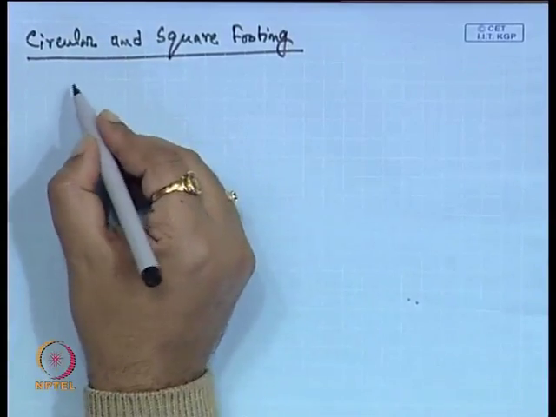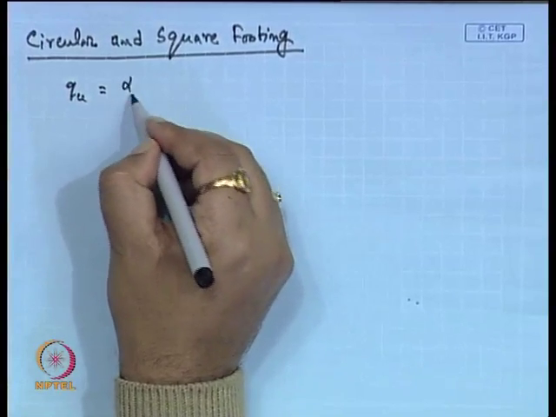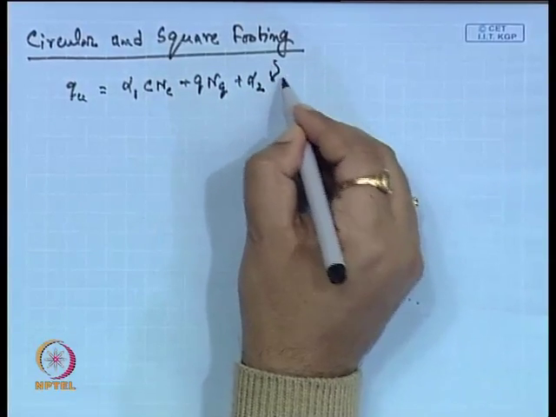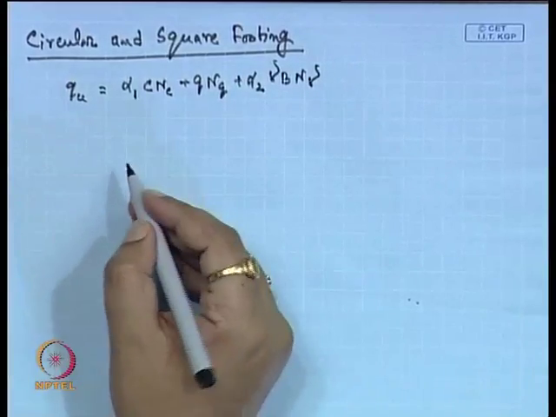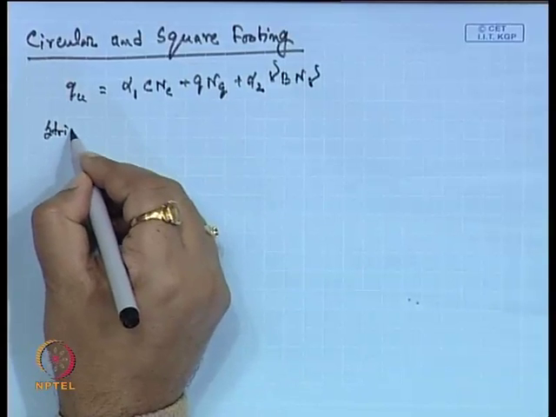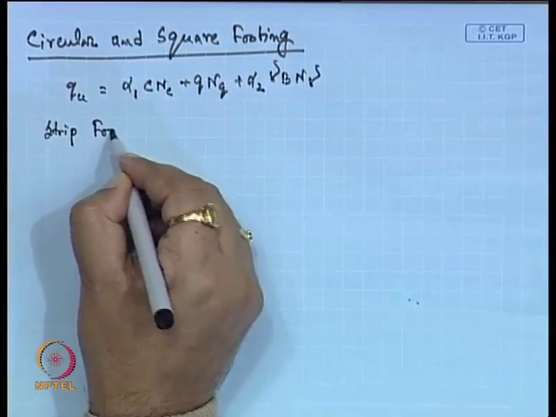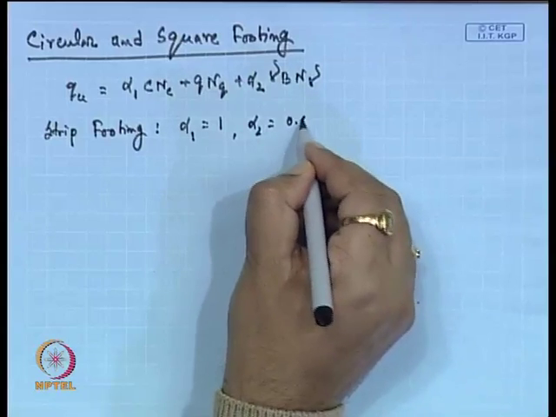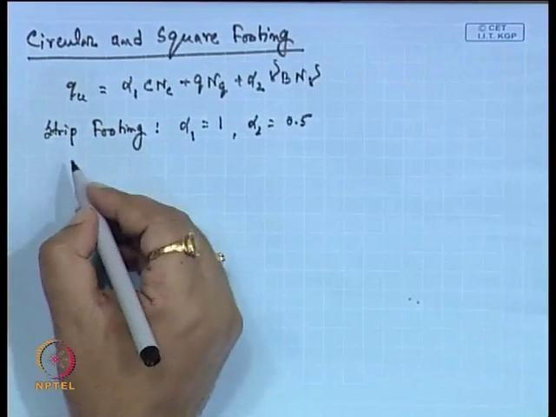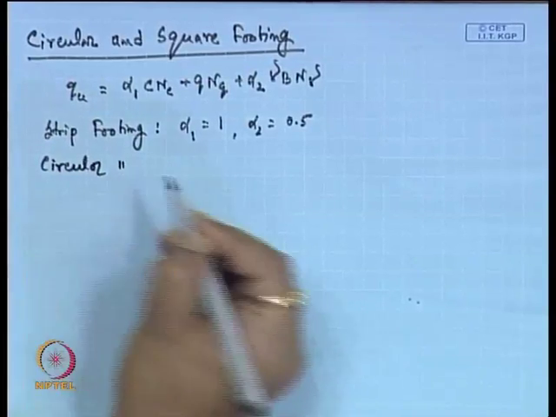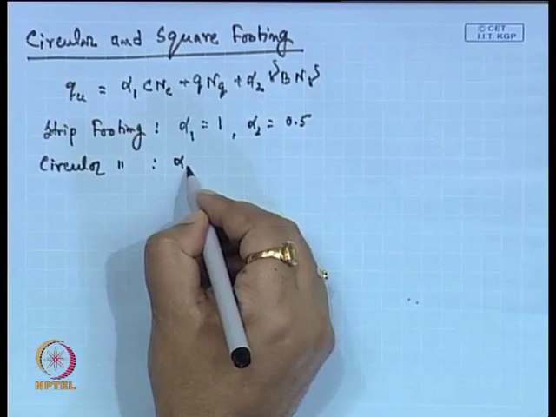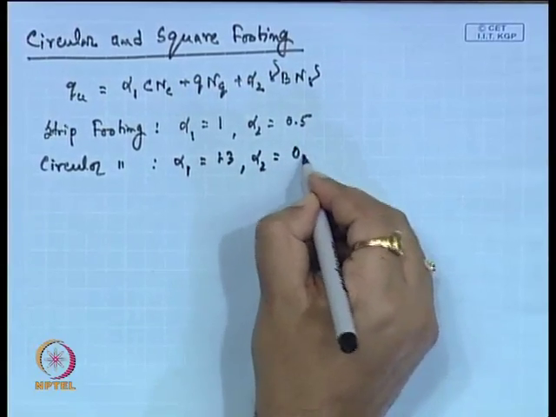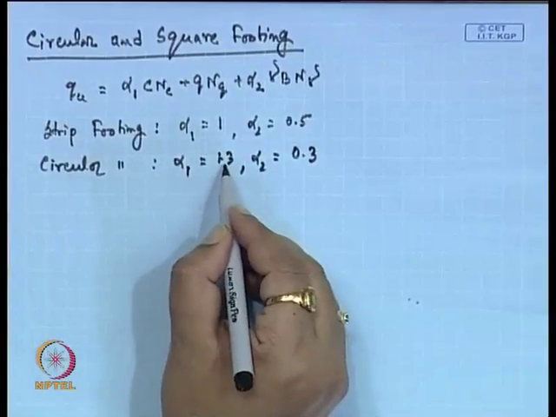The general expression for any type of footing, we can write as alpha 1 C Nc plus q Nq plus alpha 2 gamma B N gamma. As I have already mentioned, for the strip footing, alpha 1 is equal to 1 and alpha 2 is equal to 0.5. Now, for the circular footing, alpha 1 is equal to 1.3 and alpha 2 is equal to 0.3. So, alpha 1 is 1.3 and alpha 2 is 0.3.